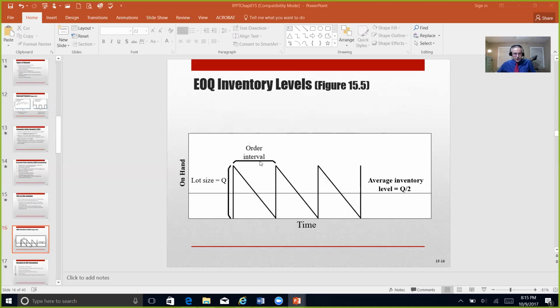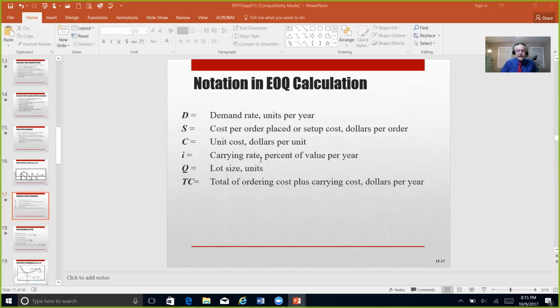So this is just a graphical example of figure 15.5 on page 378. Now, when you get into the actual calculation, how do I go about determining what it's going to be? This is also on page 378. These terms are key. You certainly would want to make sure that you understand, when you're doing an EOQ model, what these terms are and what they mean to you.